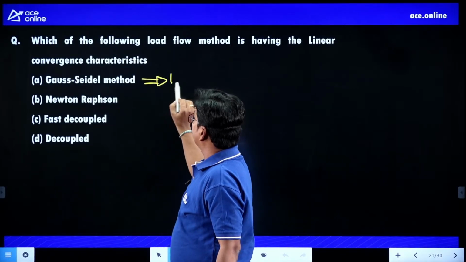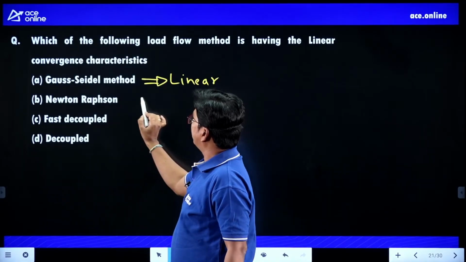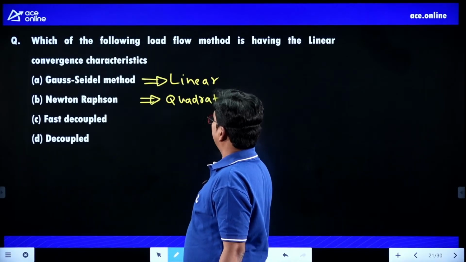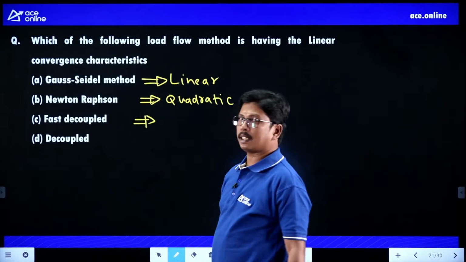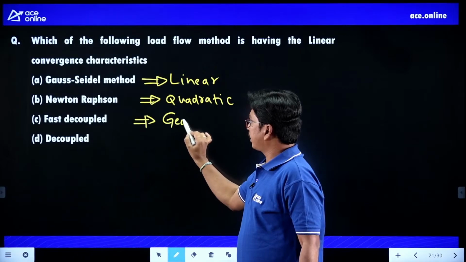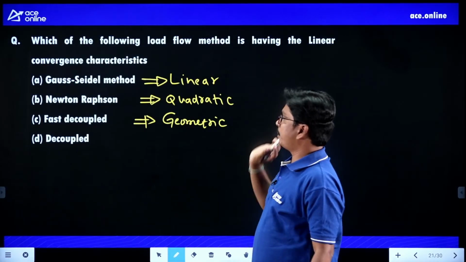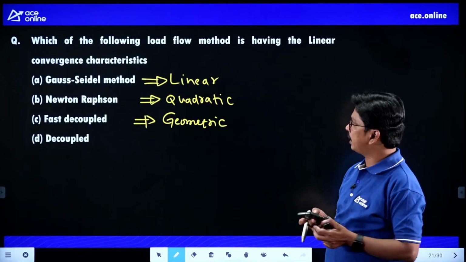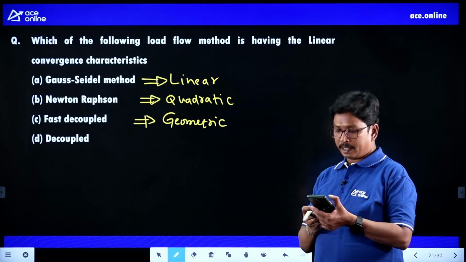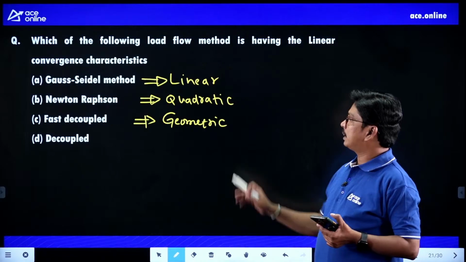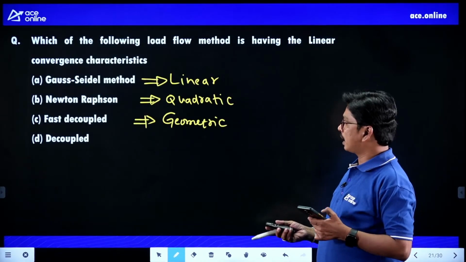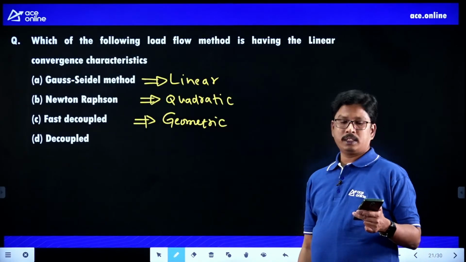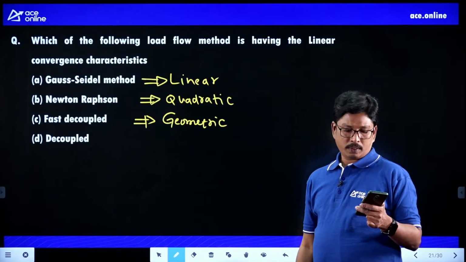The Gauss-Seidel load flow method is having linear convergence, the Newton-Raphson method is having quadratic convergence, and the fast decoupled and decoupled load flow methods are having geometric convergence. Clear? So that's option A. Very good. So the Gauss-Seidel method is having linear convergence, and the Newton-Raphson method is having quadratic convergence. Right, students? So these are the questions we have taken from load flow analysis.